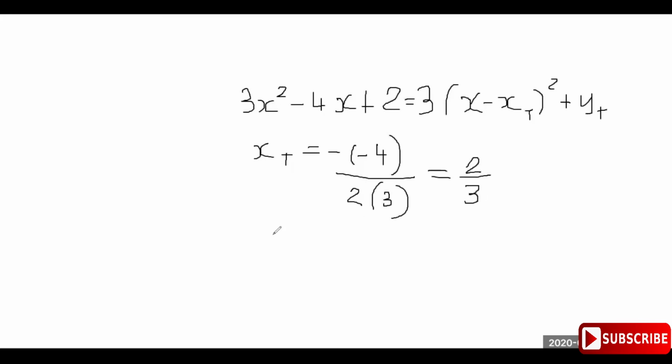There are two ways to find yt. You can use the formula, or you can just plug back in the x value in this function, and it's going to give you the corresponding y value. But let's continue with the formula. So it's 4ac, so it's 4 times 3 times 2, minus b squared, 4 squared, over 4a.